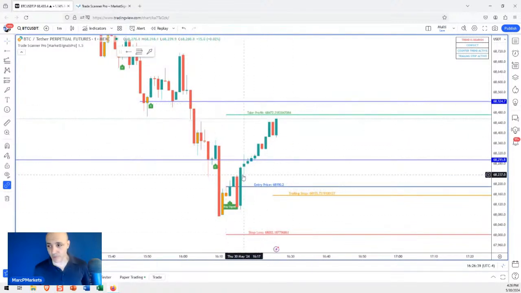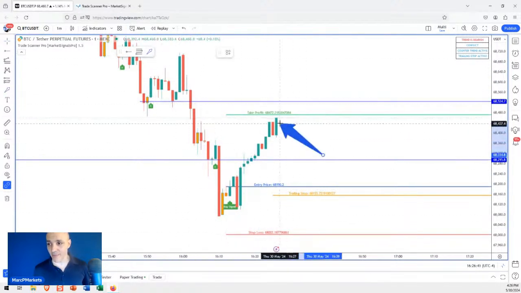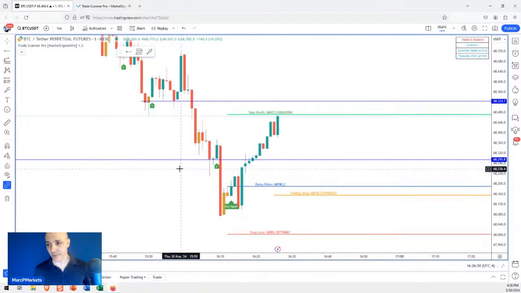And this one's in play. This one's about to reach the take profit. Man, this would have been nice to take as a paper trade. This would have been a great example. All right, so now it's going up there, and what am I going to do? I'm not going to take this now. Look at the trailing stop.